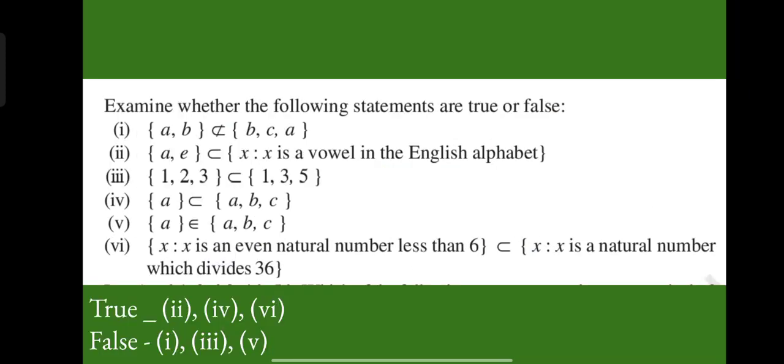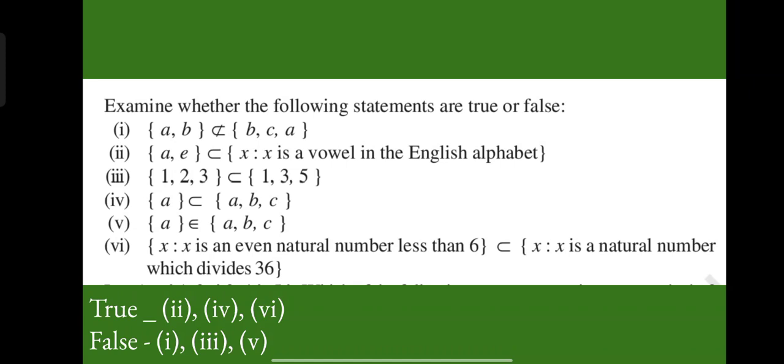And set A is a subset of set ABC. That's right. And set A is not an element of set ABC. If they told us A is an element of ABC, that is right, but when a set comes, it is a subset, isn't it? Otherwise we will write only the elements. Here the set notation comes, it will be a subset only, so set A can't be an element of set ABC, so it's wrong.